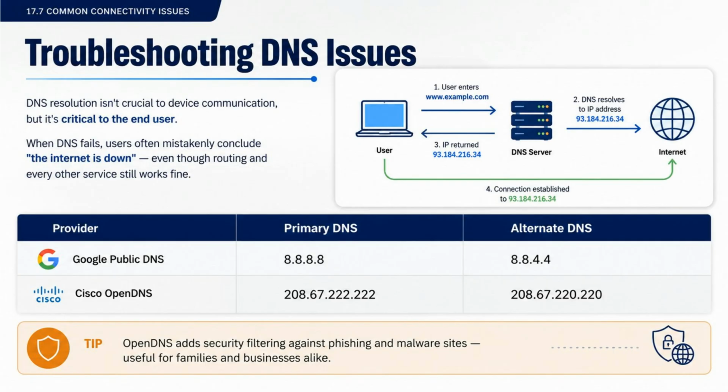DNS resolution isn't strictly required for basic connectivity, but it's critical from the end user's perspective. When DNS fails, users often conclude, quote, "The internet is down," even though routing and every other service is working perfectly fine. Walk the public DNS provider table on screen. Google 8.8.8.8, 8.8.4.4, and Cisco OpenDNS 208.67.222.222, 208.67.220.220. OpenDNS specifically adds security filtering against phishing and malware sites.